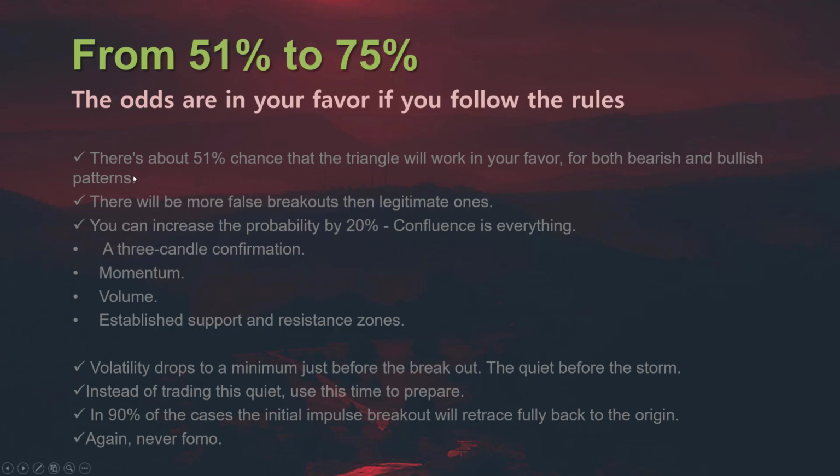So typically, most people are at 50-50, right? They don't know whether this will be a good pattern to trade or not, but let's make it a good pattern to trade. There's a 51% chance that the triangle will work in your favor for both bearish and bullish patterns. There will be more false breakouts than legitimate ones. 90% of the time, you will see a fake out first, and this is why you need a confirmation. You increase the probability of your successful trades by 20% using confluence.